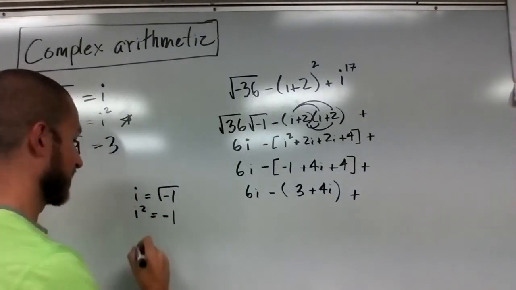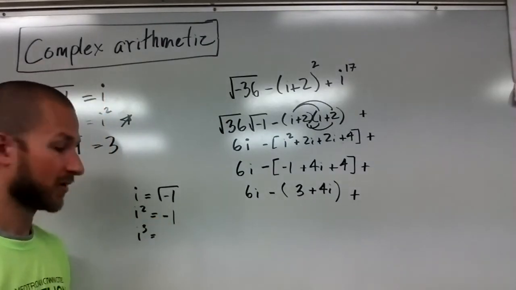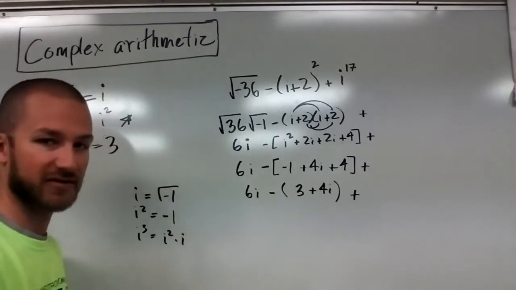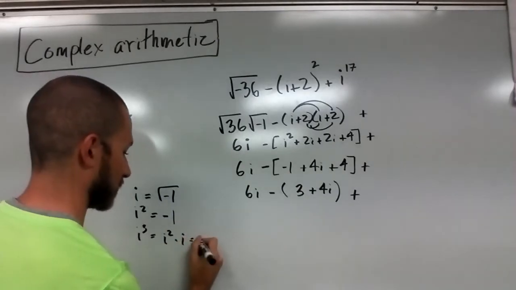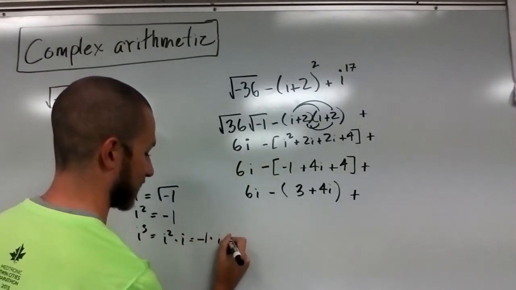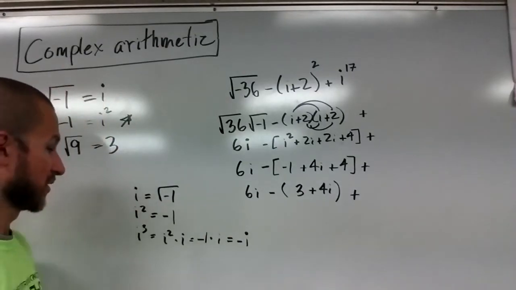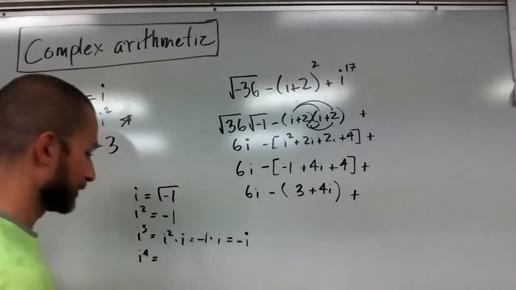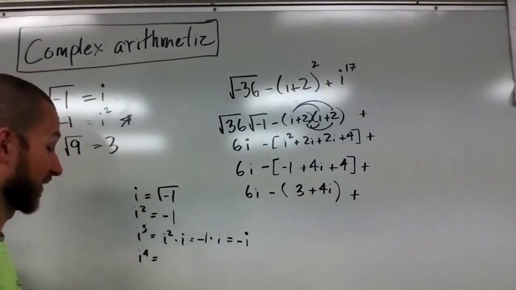Alright, and keep this going along. If I cube i, well, that's equal to i squared times i, using properties of exponents. i squared is negative 1 times i, and you get a negative i. If I go i to the 4th, i to the 4th is equal to i cubed times i.